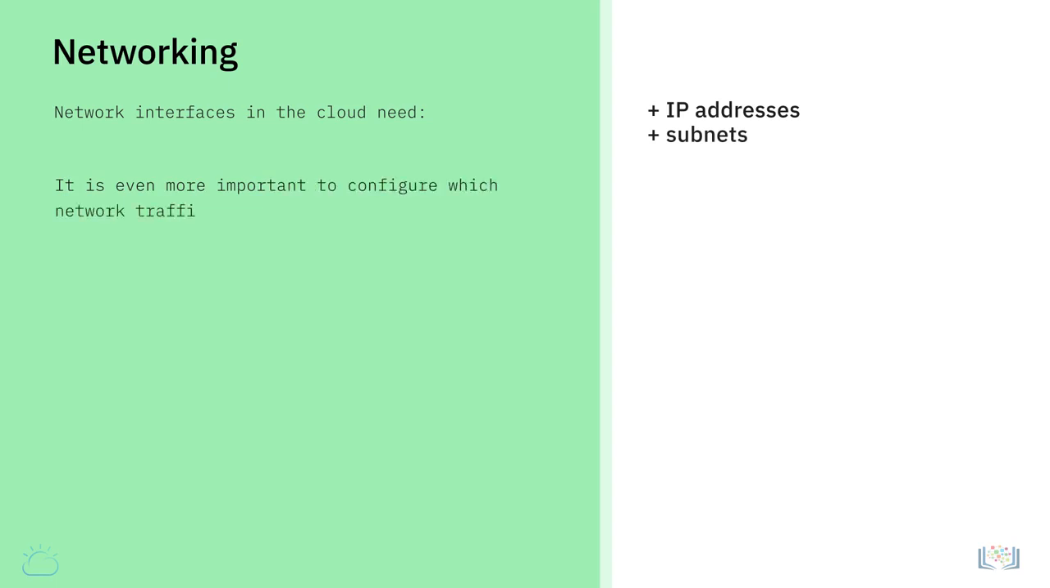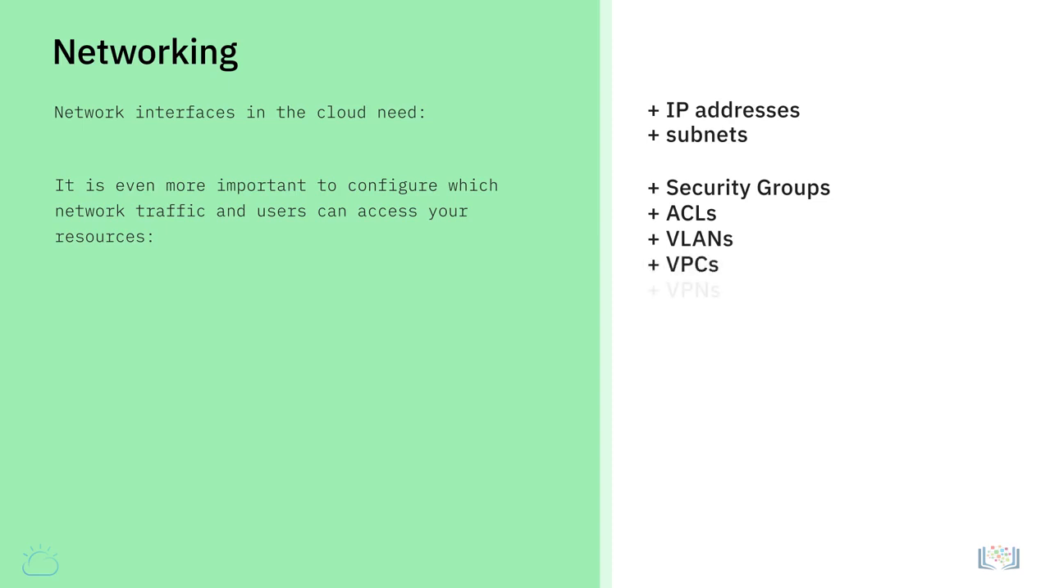As in the physical IT world, network interfaces in the cloud need to have IP addresses and subnets either assigned automatically or configured. In a cloud environment, it is even more important to configure which network traffic and users can access your resources, which can be done by setting up security groups and access control lists, or ACLs. For further security and isolation of your resources in the cloud, most cloud providers provide virtual local area networks, or VLANs, virtual private clouds, VPCs, and virtual private networks, VPNs.